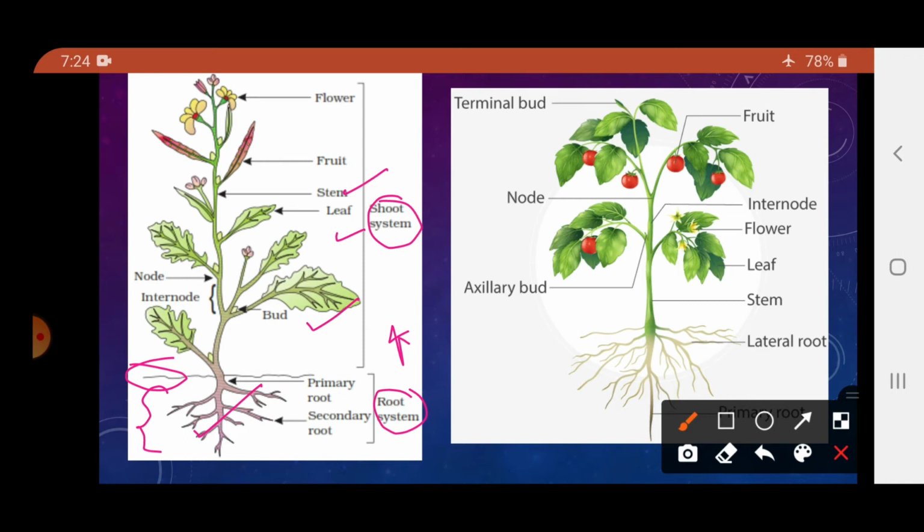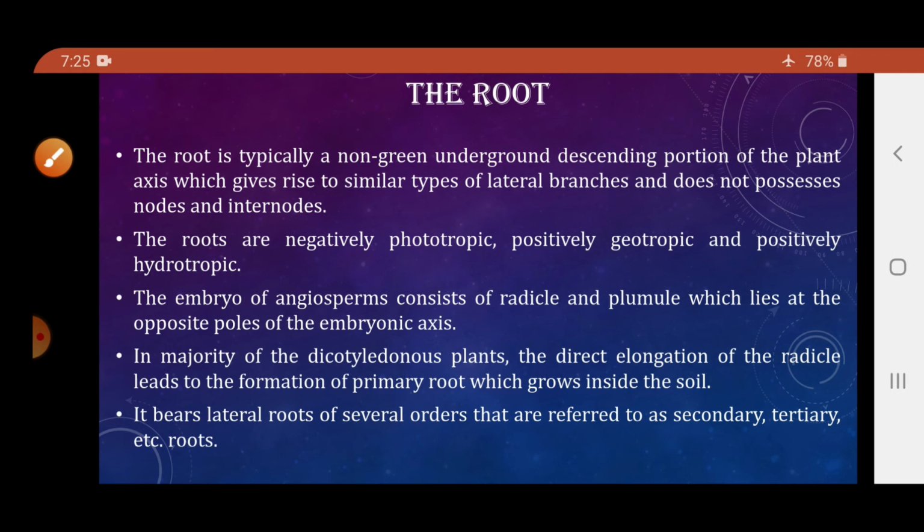Now there are nodes and internodes. What is a node, what is an internode? We will deal with that in the later part of the chapter. Then they have the fruits and the flowers, and within the fruits they will contain the seeds. Here you can see the root, the stem, the leaf, the nodes and internodes, the flowers and the fruits. So these are the various parts of the flowering plant.